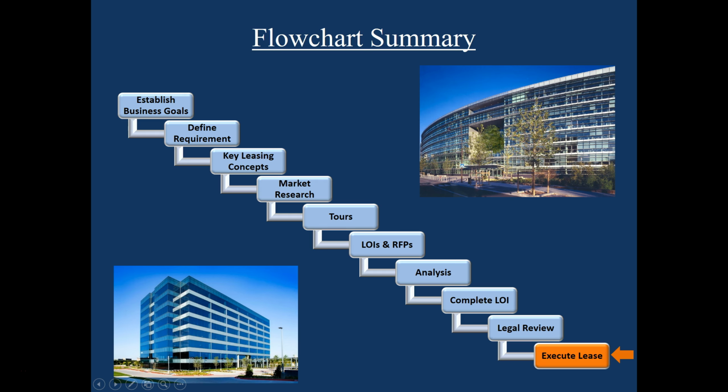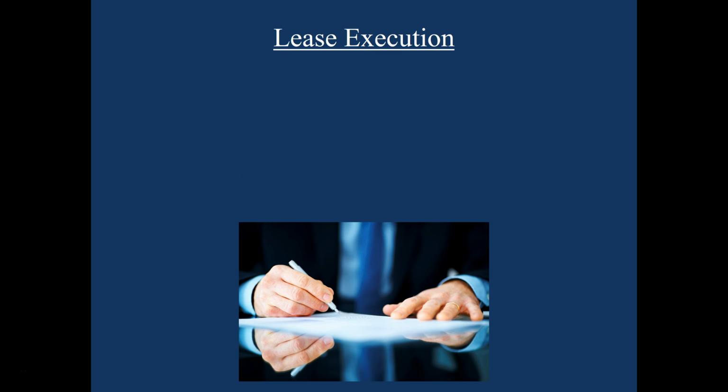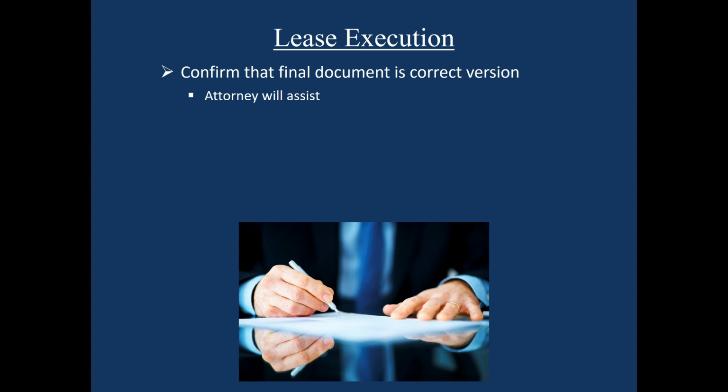When the legal review is complete and you're happy with the lease, it's time to sign. There are a few things to know about lease execution. When you receive the final version, make sure it's correct. There are a lot of versions that get passed around during a negotiation, and it's possible to get the wrong one by accident. Your attorney will help you confirm that the final version has all the changes that were agreed to. Make sure you know who will sign the lease and confirm that person is authorized to do so. Don't assume based on someone's title that they have the authority to execute this document.